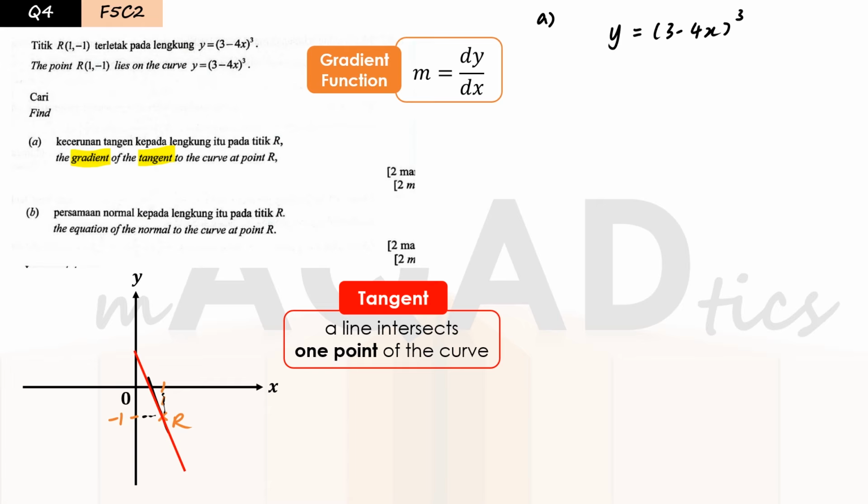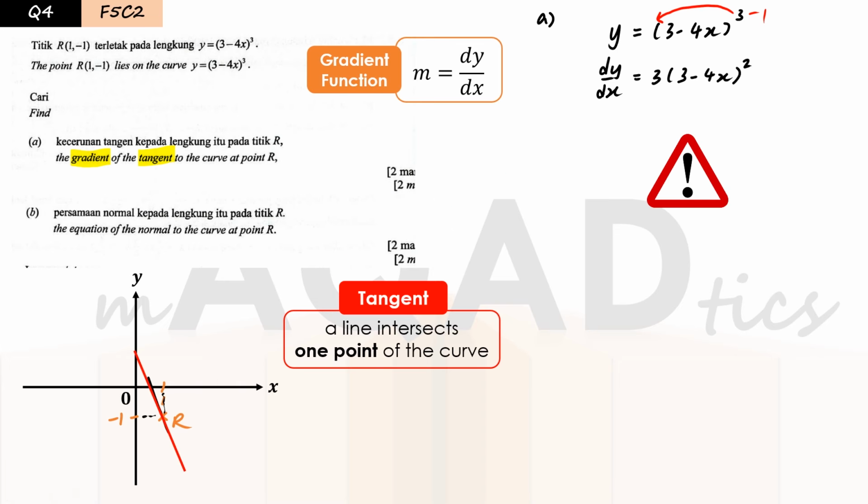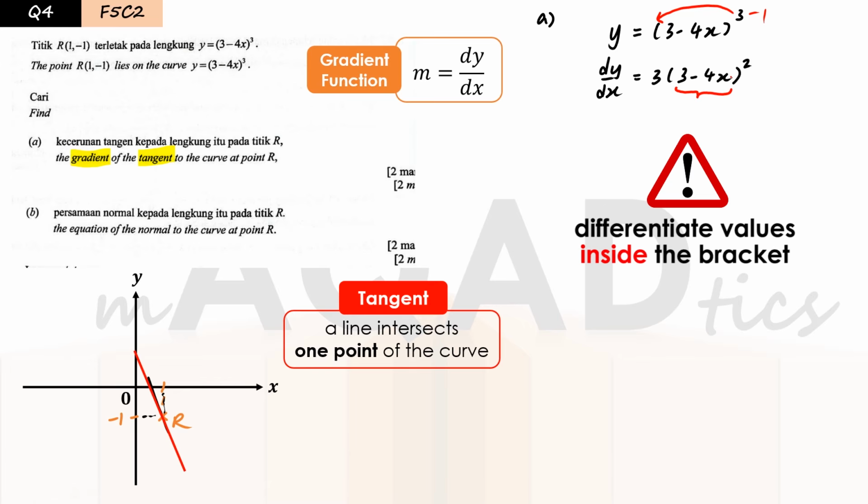For this one, we are going to copy the power to the front. So there will be a 3 in front. And the things inside the bracket, I'm not going to do anything. It will remain as it is. And for the power here, we are going to minus 1. So here will be 2. But that's not all. This is a common mistake in students, which is students forget to differentiate the things inside the bracket. So we need to do that.